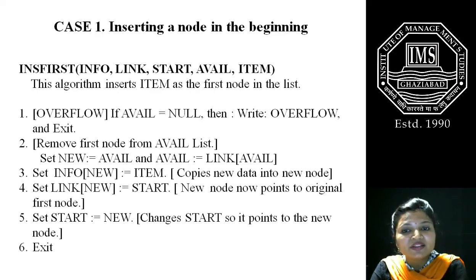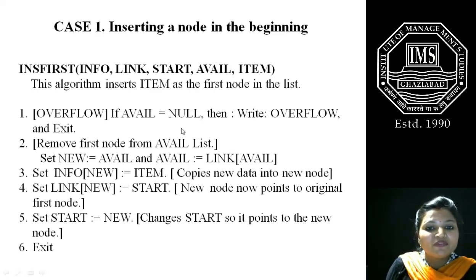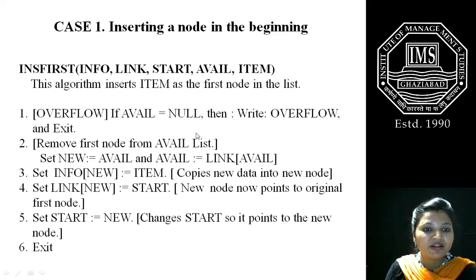So when we are inserting any node in the linked list, we have to allocate some memory to the node. So from where will that memory come? That memory will come from the avail list. So first of all, we will check if the memory is available in the avail list. If it is available, we will allocate it to the node. Otherwise, we will say overflow. Overflow is a condition when we want to insert a node or element in a list, but space is not available. So if avail is equal to null, then we will write overflow, means no memory is available.